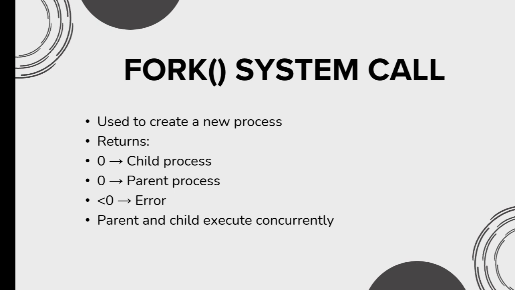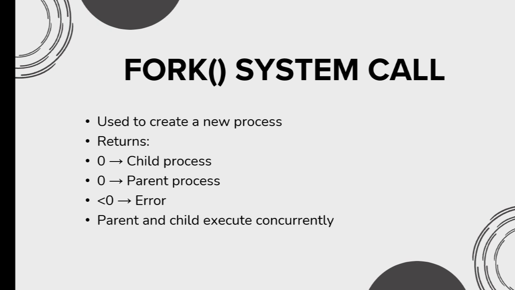The first system call we'll explore is fork. This is the primary way to create a new process in Unix-like systems. When fork is called, it creates a nearly identical copy of the calling process. The new process is called the child and the original is the parent.